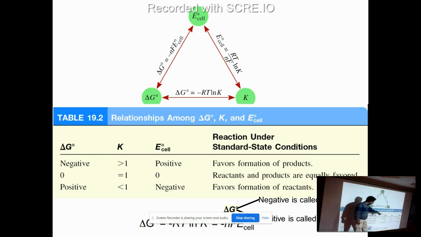Now, the significance is also very simple. If you know delta G, the E can be known because delta G is equal to minus nFE. If you know delta G, the K can be known because delta G is equal to minus RT ln K. So if you know K, you can talk about the reaction, because the equilibrium constant is 1, or less than 1, or greater than 1. Similarly, if you know delta G, negative or zero or positive, you know the reaction: spontaneous, non-spontaneous, or at equilibrium. Okay?